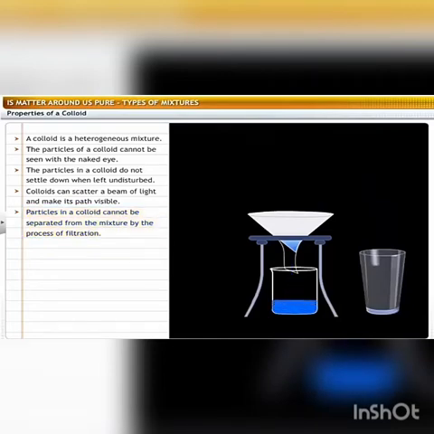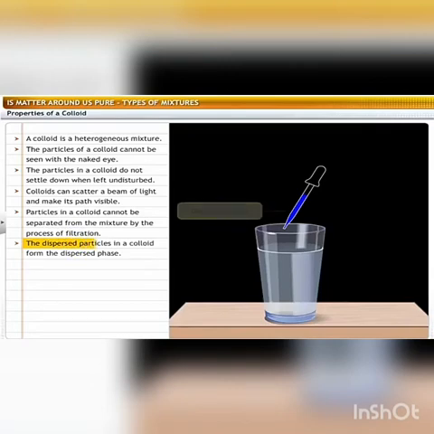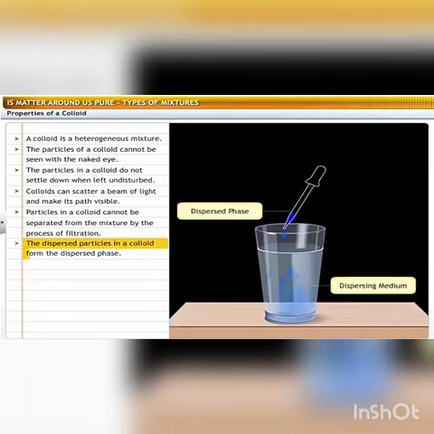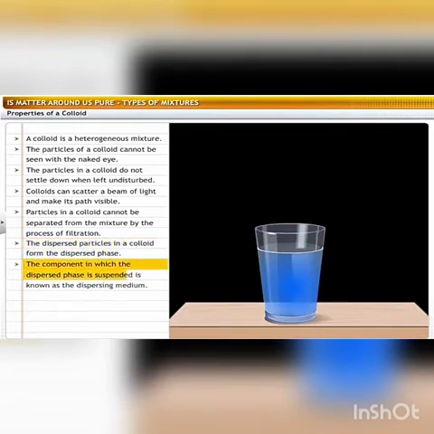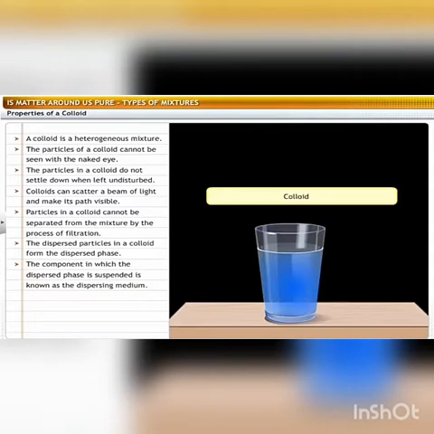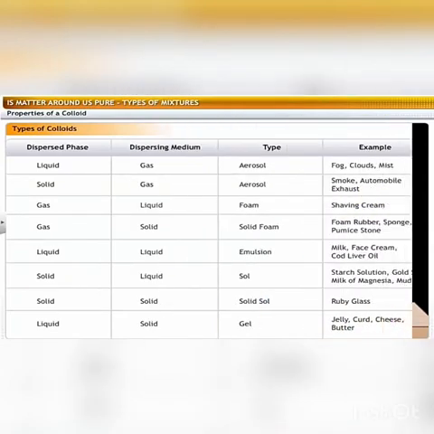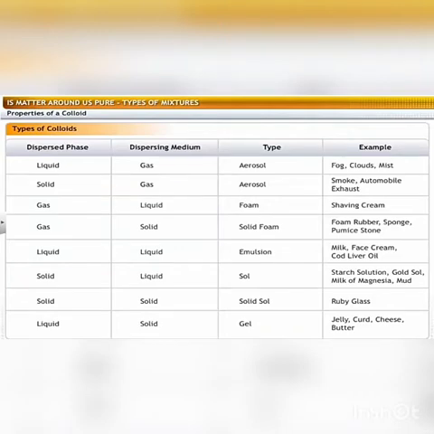A colloidal solution has two components, the dispersed phase and the dispersing medium. The solute-like component or the dispersed particles in a colloid form the dispersed phase. The component in which the dispersed phase is suspended is known as the dispersing medium. You can classify a colloid according to the state of the dispersing medium and the dispersed phase. There can be many types of colloids. The table shows you examples of colloids based on their dispersed phase, dispersing medium, and type.